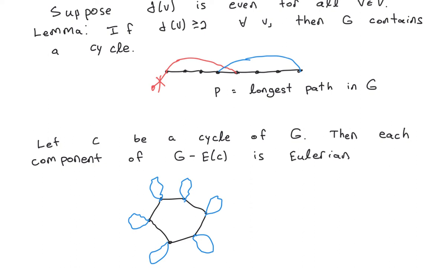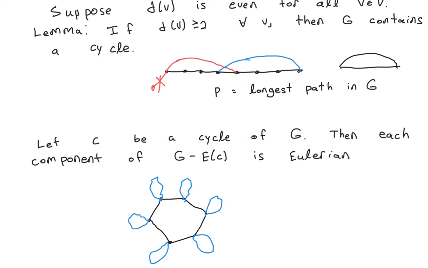So actually you get at least 2 cycles, except in the possibly degenerate case where the 2 endpoints are adjacent to each other. But the point is we have at least 1 cycle. All right, so let's use this lemma. Let C be any cycle of the graph. Then if you delete the edges of the cycle from G, you're going to get a bunch of components.